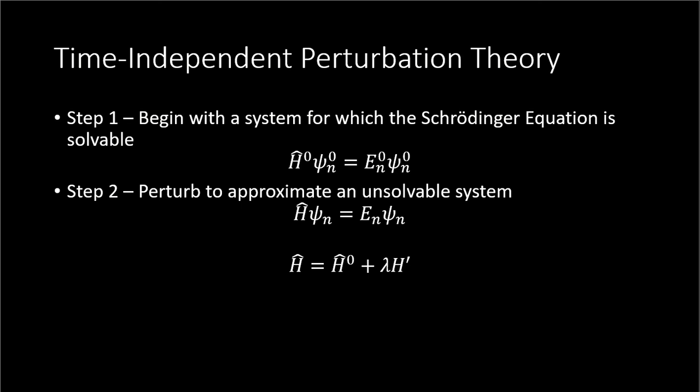And then for the unsolvable system that needs to be approximated, the Hamiltonian of that unsolvable wave function can be approximated by taking the Hamiltonian as the summation of the solvable system plus some slight perturbation in a Hamiltonian multiplied by some parameter, lambda, that is between 0 and 1. And it doesn't necessarily need to be just adding one perturbation. It could be multiple. If we added 2, it would be lambda H prime plus lambda squared H prime, and so on and so forth.